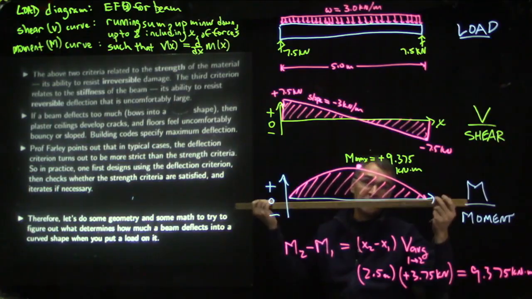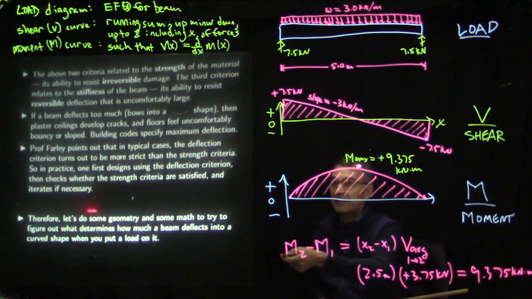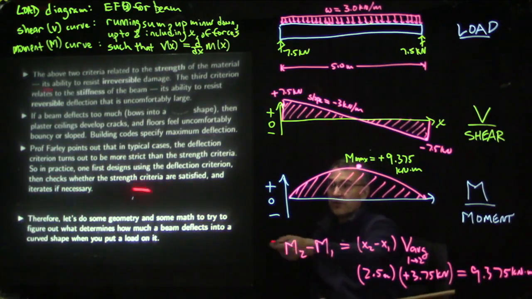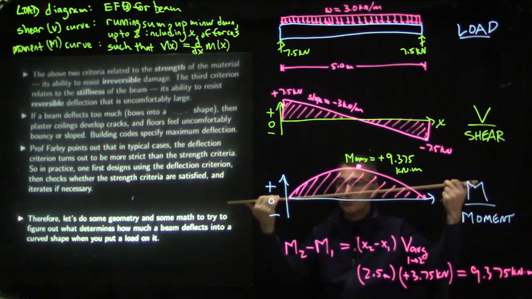You say, okay, how big a beam do I need so that it won't deflect too much, won't sag too much under the load? So that's a stiffness criterion. And then you check whether the strength criteria are satisfied, and if they're not, then you go back and make a correction. So what we're going to do when we start next time is we're going to do some geometry and some math, and we're going to try to figure out what determines the shape that a beam deflects into when you put a load onto it.